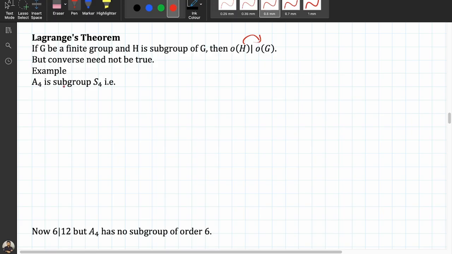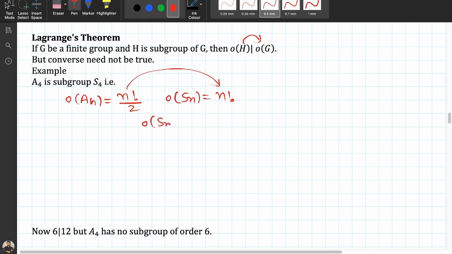Simple. I'll talk about An. What is the order of An? That is simple, n factorial by 2, and the order of Sn is n factorial. Okay, clear or not? And every time it is a divisor of this or not? It means the order of Sn divided by the order of An, that is n factorial divided by n factorial by 2, and that will be 2 every time.